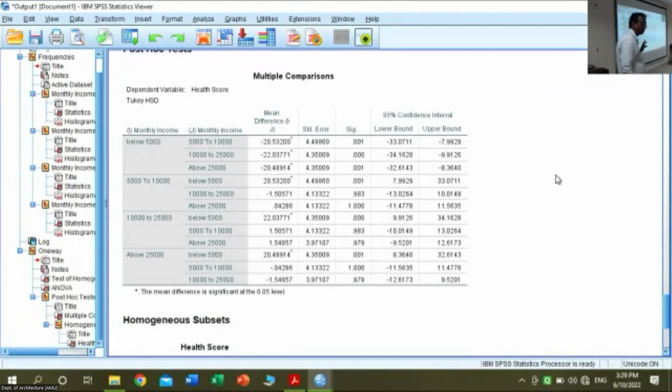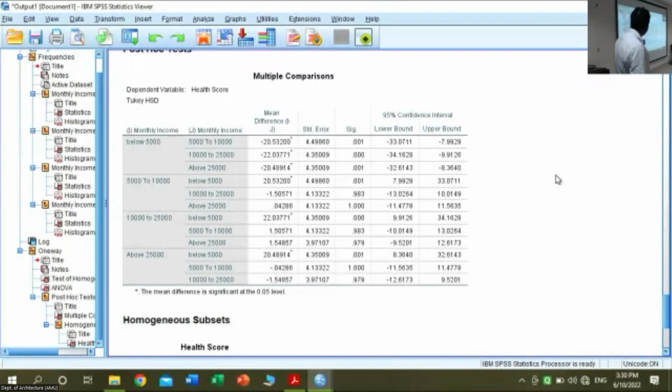0.983. So this p is greater than alpha. So this group and this group are same. There is no any significant difference. अगर less होता है तो significant difference होता है, ठीक है. But p value is greater than alpha, तो 5,000 to 10,000 group and 10,000 to 25,000 group are same with respect to the mean health score, यानी mean of these two groups are same, ठीक है.